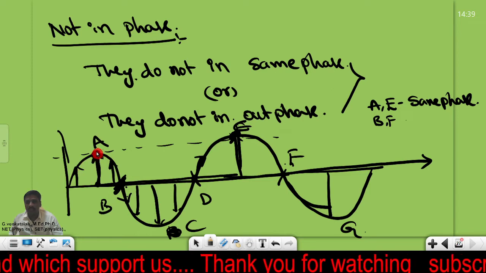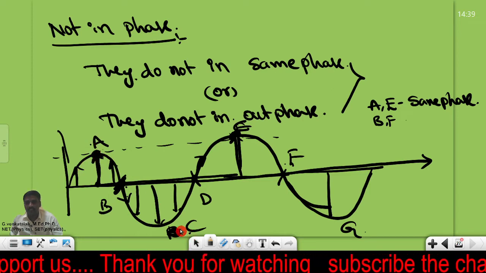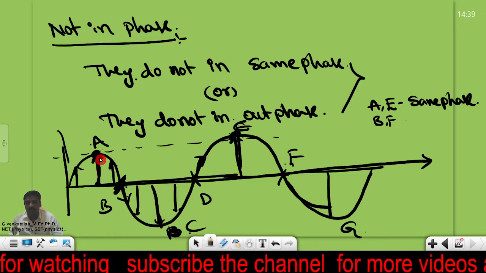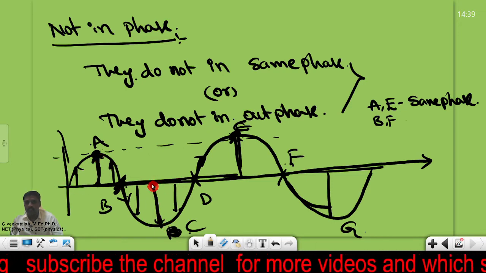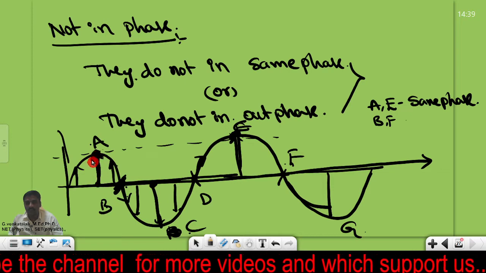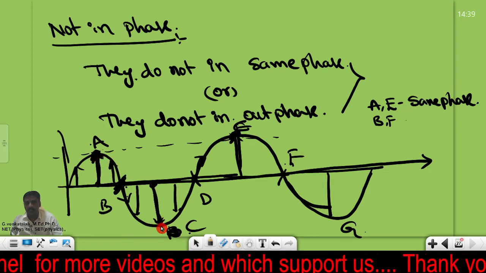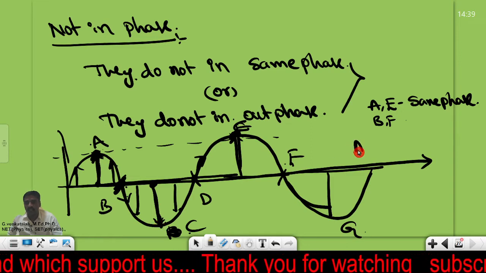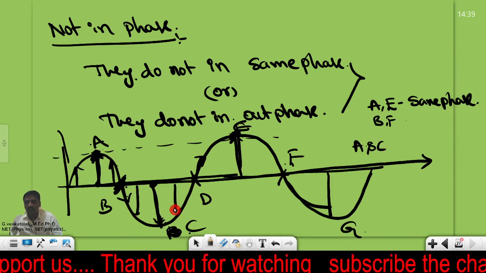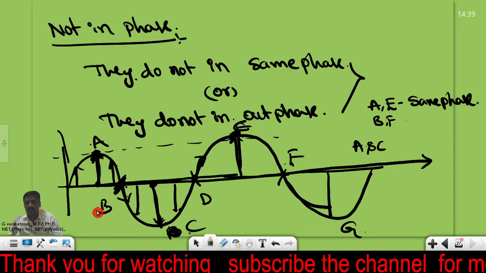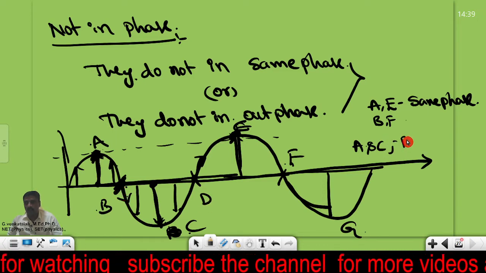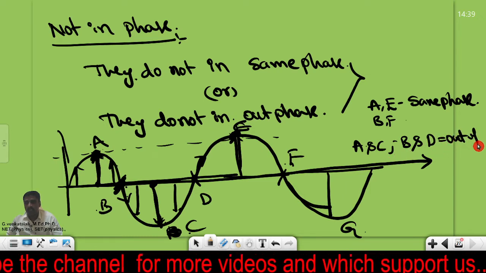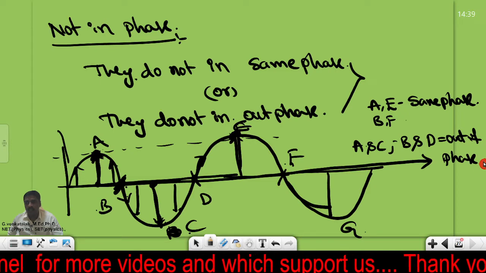Now let me go to what about A and E, A and C? These are the particles A and C. They have the same displacement, but they are opposite in direction. The displacement is in the positive direction for one, and in the negative direction for the other. They are opposite in direction. That means A and C. And will you please look at this one? Just now we discussed B and D also. B and D are also out of phase.